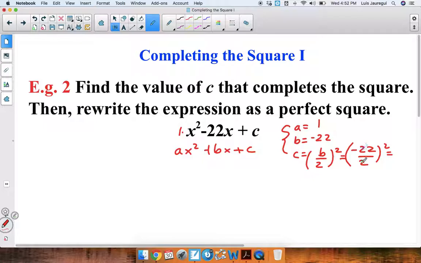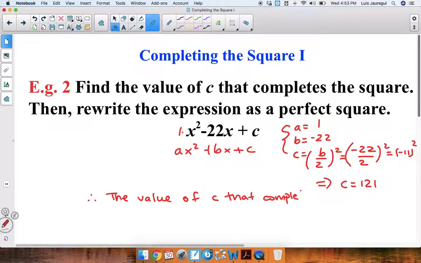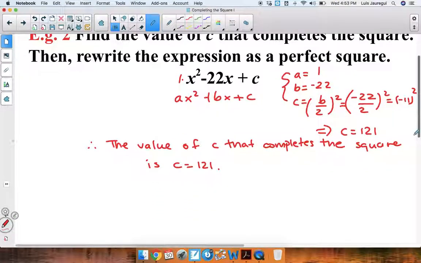And notice that negative 22 over 2 is negative 11, and we square that, so we can say that c is equal to 121 because negative 11 times negative 11 will give you 121. So we can conclude partially the following. The value of c that completes the square is c equals 121. And this can allow us to now rewrite the original expression as follows. We have x squared minus 22x plus 121.